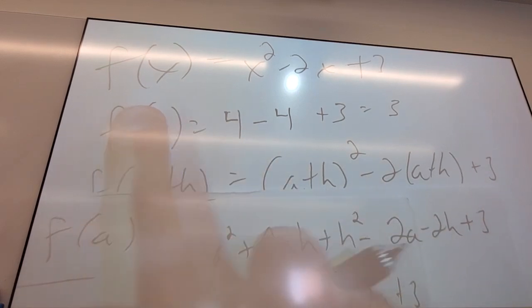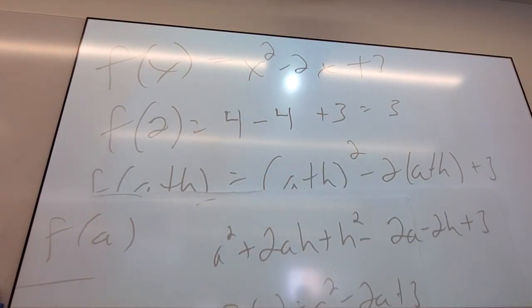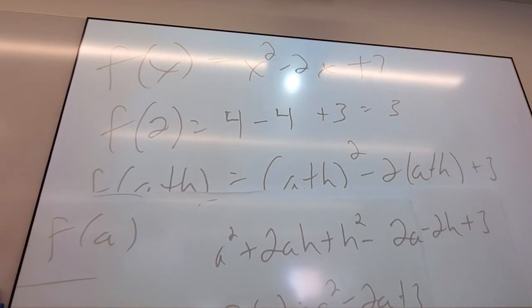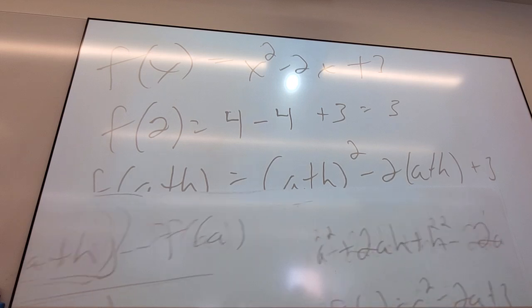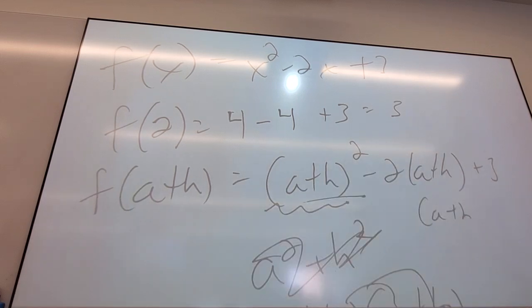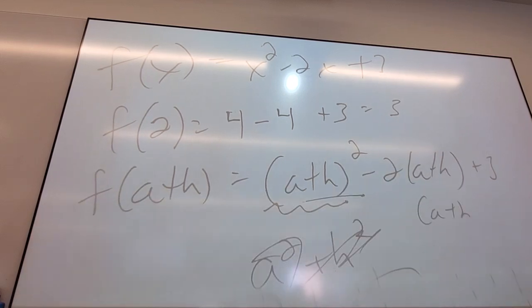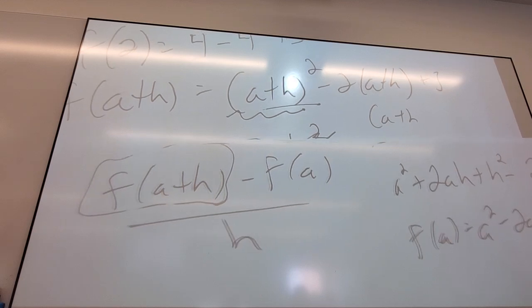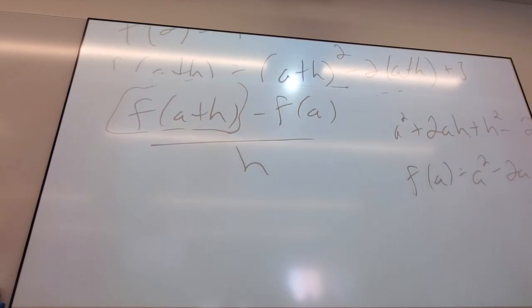If f of x is x squared minus 2x plus 3, f of a is a squared minus 2a plus 3. It's just shoving a different letter in there, right? X is not special. No more special than anybody else. It's like Syndrome. Everybody's special.